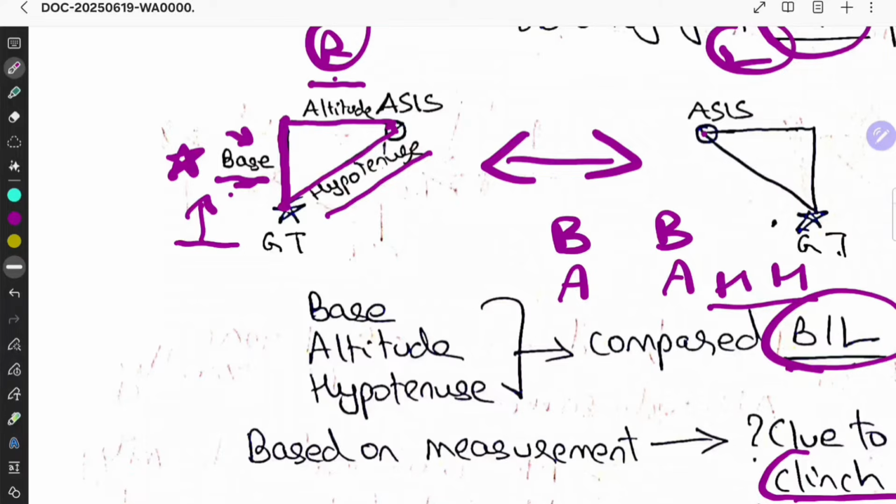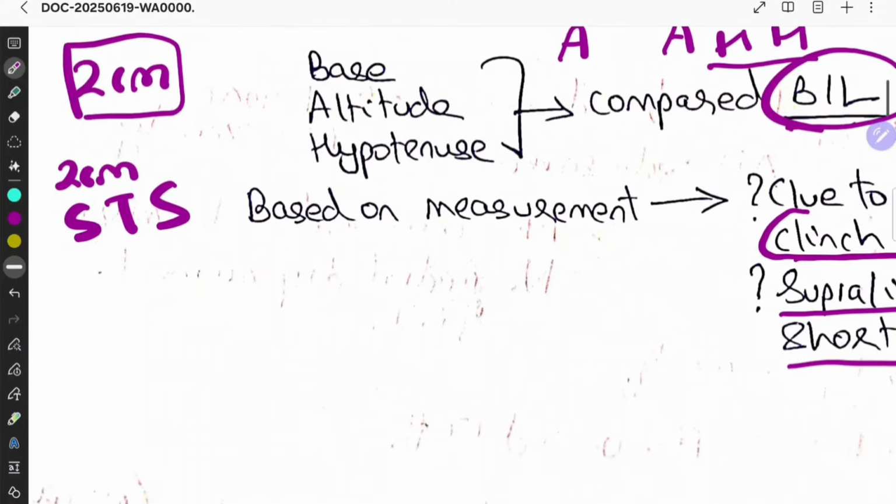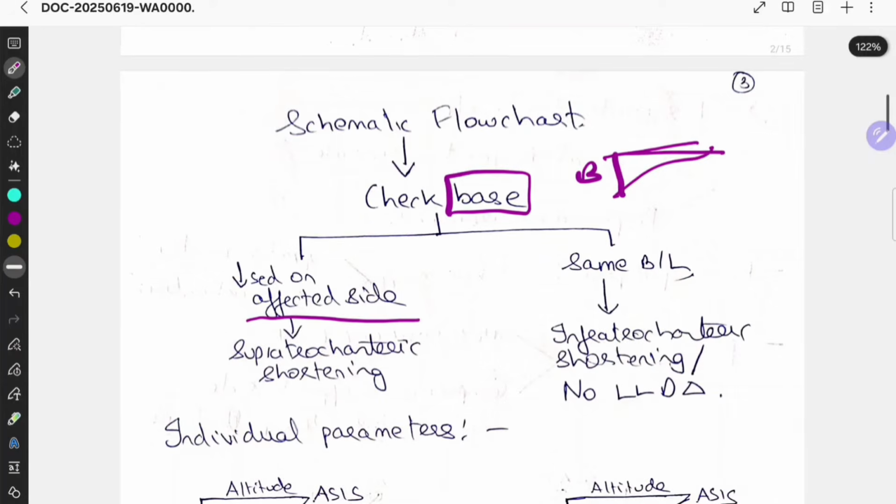Now you compare the Bryant's triangle on both the sides. So let's suppose the base is shortened by 2 centimeters, so you can say that it is 2 centimeter supratrochanteric shortening. Okay, that is the true shortening. So if the base is decreased on the affected side, that indicates it is supratrochanteric shortening.